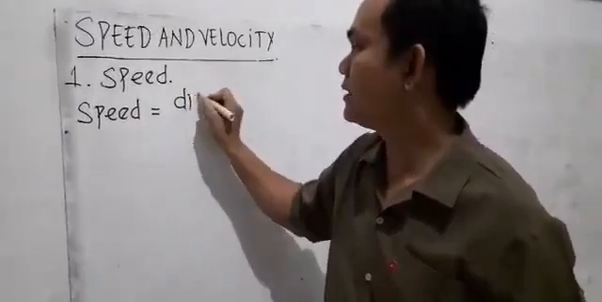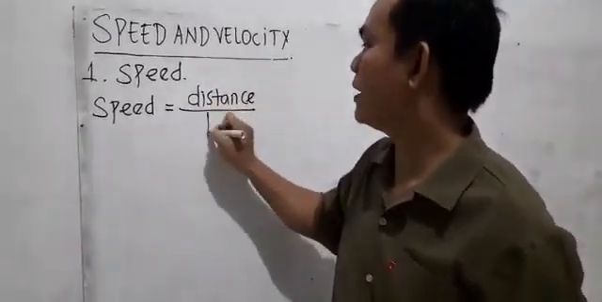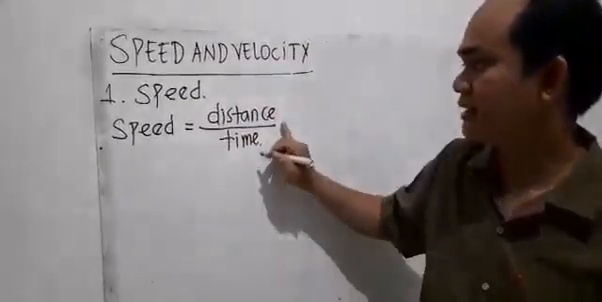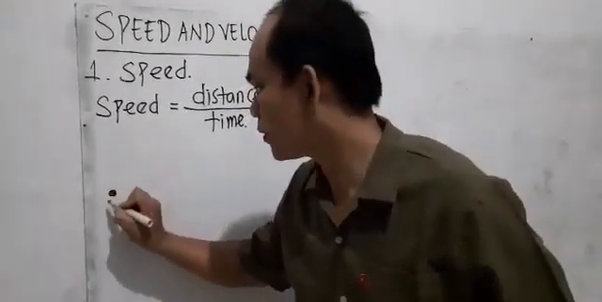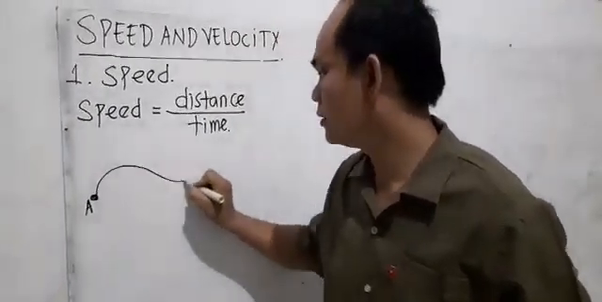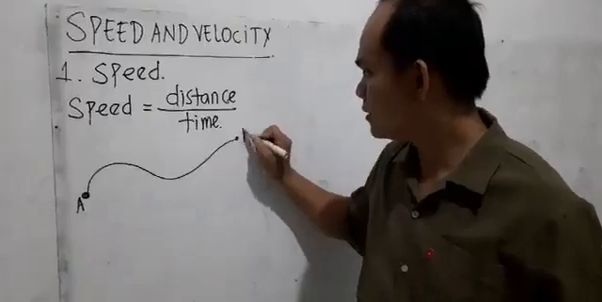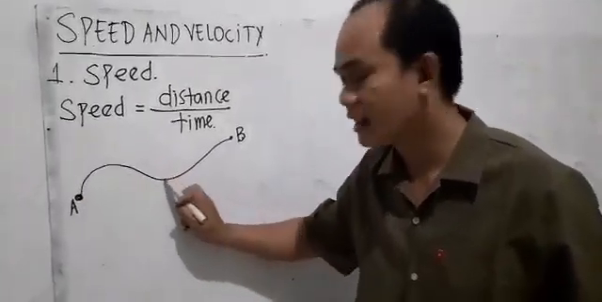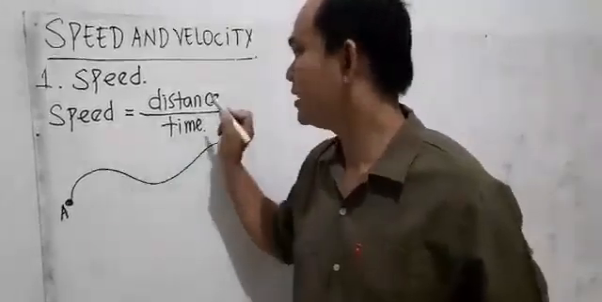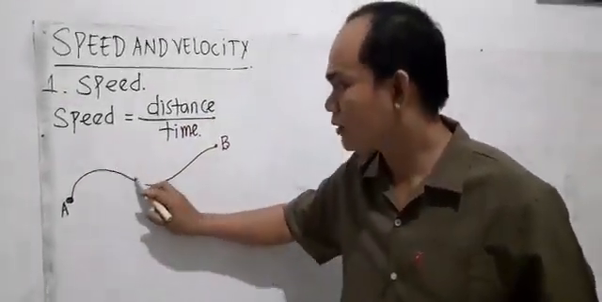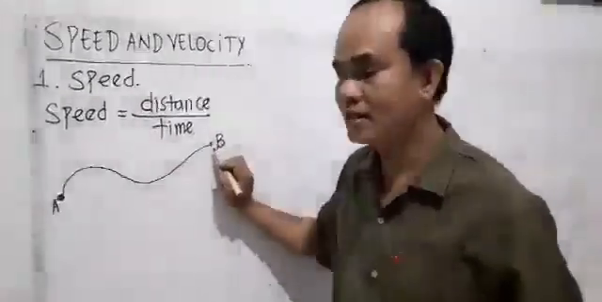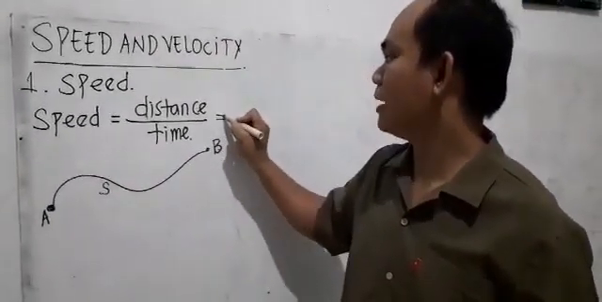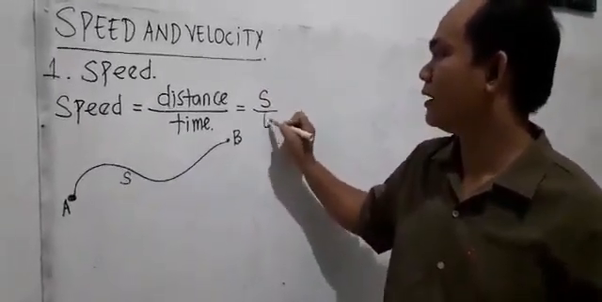It is distance divided by time. How is the example of this distance divided by time? If you travel from point A by your car, for example, in this way to point B, then if you measure the whole length of the line that you travel, you will get distance. So distance is all the length of the line traveled from A to B. Distance is usually noted with the letter S, so we can abbreviate it as S divided by time.